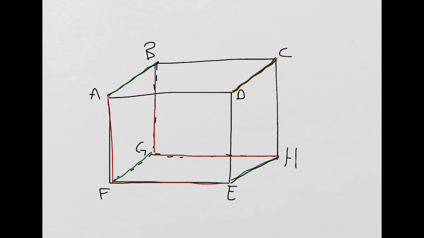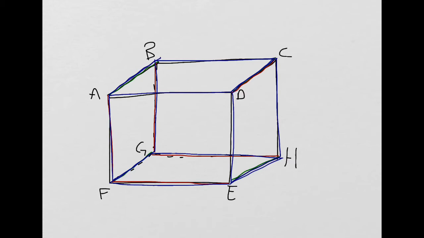One pair of parallel planes could be plane ABCD and plane FGHE. Another pair of parallel planes could be plane CHED and plane BGFA. We could also have plane BCHG and plane AFED. Those would be the three different possible pairs of parallel planes.